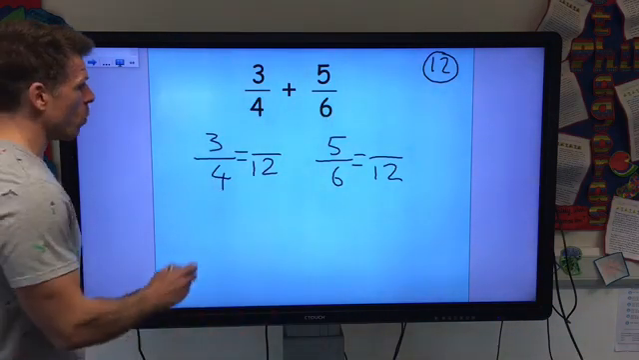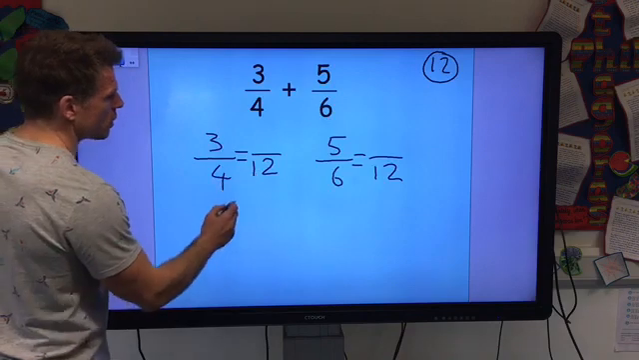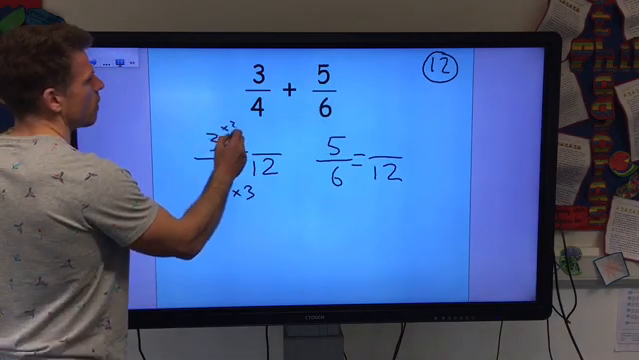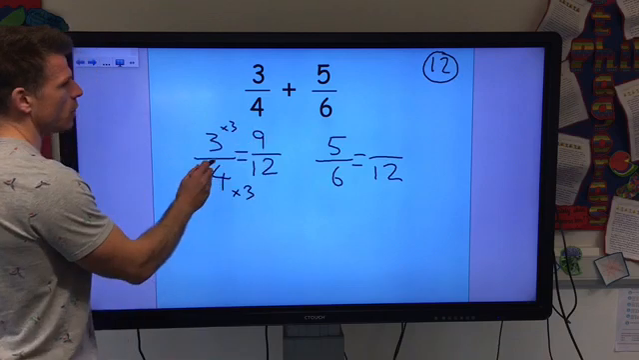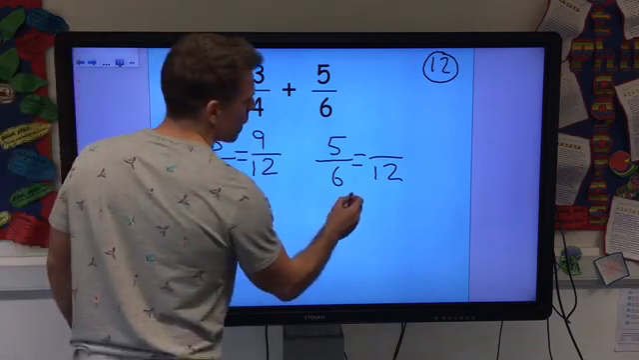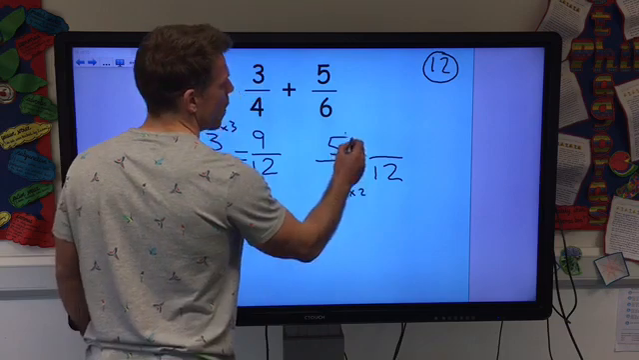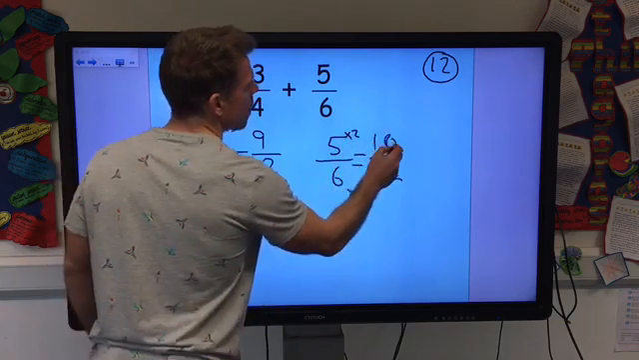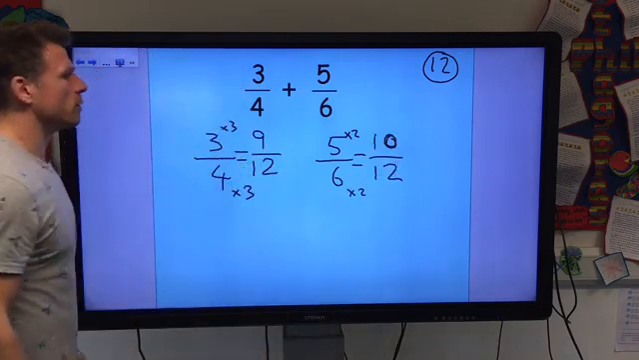So then I need to work out, what do I have to multiply 4 by to get to 12? We should have worked out, you do 4 times 3 makes 12, and then 3 times 3, which is 9. So I know 3 quarters is the same as 9 twelfths. 6 times 2 makes 12. 5 times 2 makes 10. Great, I've found my equivalent fraction.